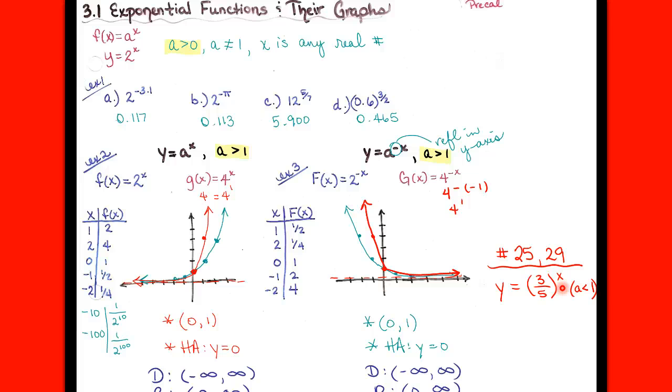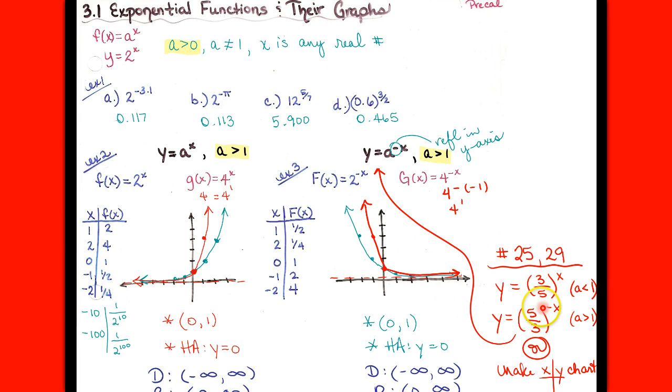The other thing that I could do is recognize that it does fit one of these two scenarios. It's just kind of in disguise. Because if I take 3/5 and I rewrite that as 5/3, that would be 5/3 to the negative x, then you can see it does fit that scenario. a is greater than 1, and so that's going to be one of those decreasing functions.